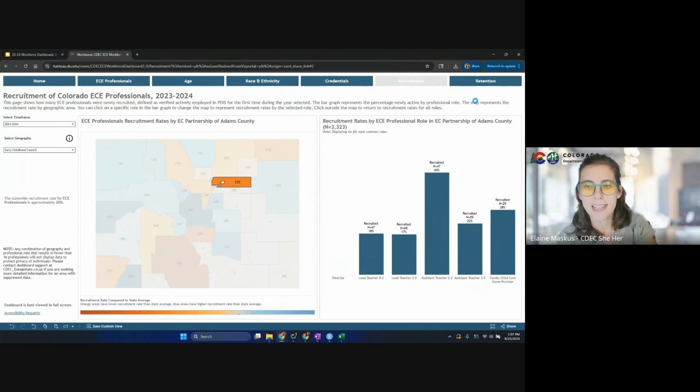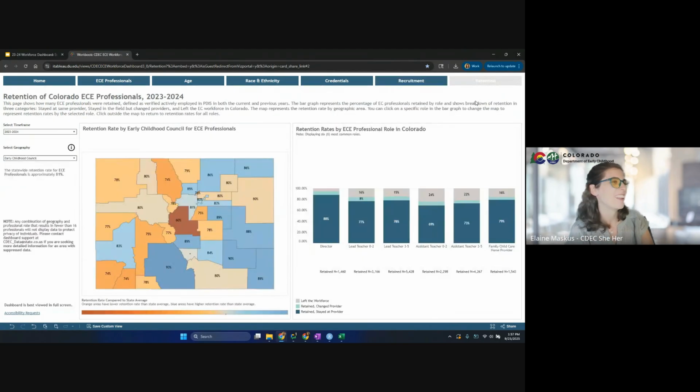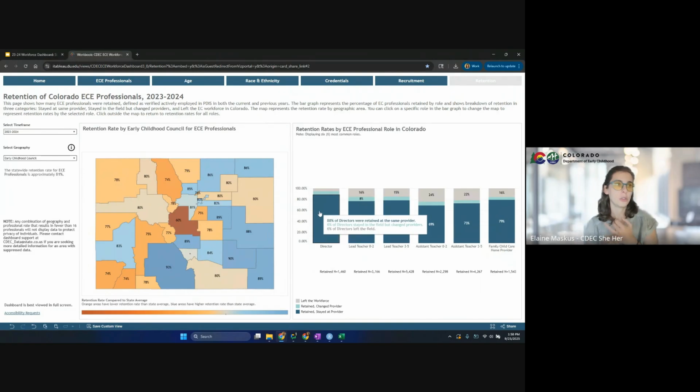Sorry, there's a lot going on in this dashboard, so sometimes it takes a second to update. But retention data, again, this is professionals who stayed in early childhood between the 22-23 and 23-24 school year. Over here on the left-hand side, it's broken out by job role, with dark blue being professionals that stayed at the same provider, light blue being professionals that stayed in early childhood but moved to a new program, and gray being professionals who left the field in Colorado. Again, you can click around to different areas and have the data update on both sides.